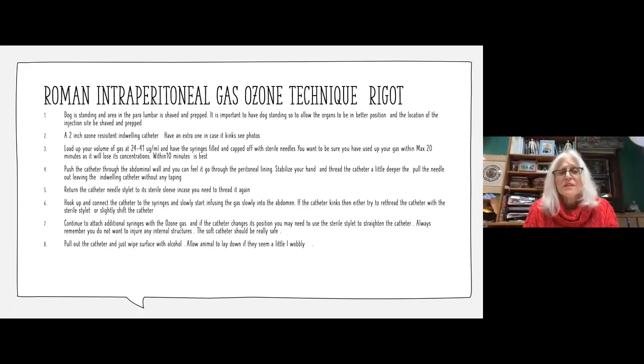So you have to shave it when the animal is standing, and use a 2-inch ozone-resistant indwelling catheter. I'll have pictures of that. You load up your volume from between 24 and 41 micrograms per milliliter, depending on what you're treating. If you're treating peritonitis, you want to go to the 40 side. If you're treating cancer, you want to go to the 24 side.